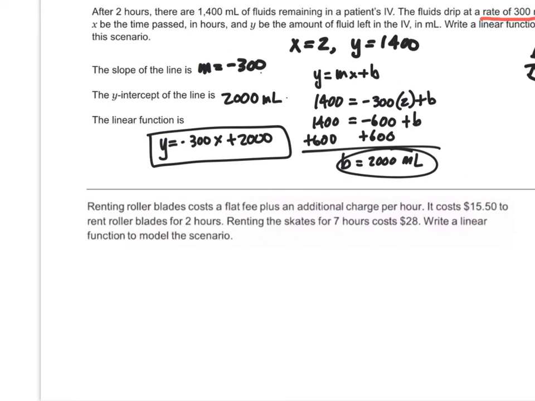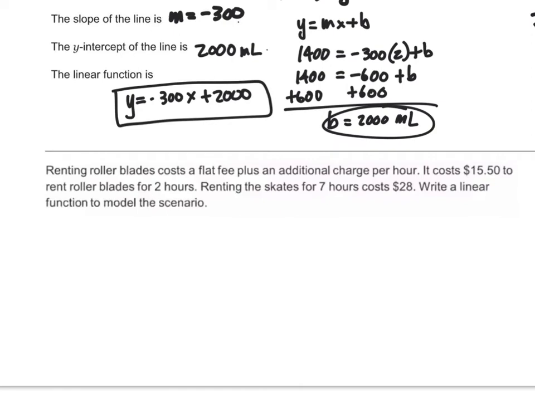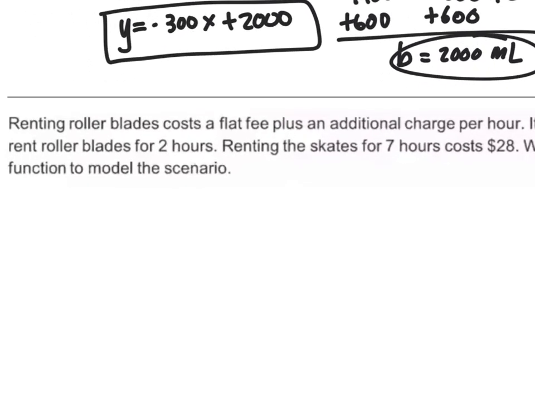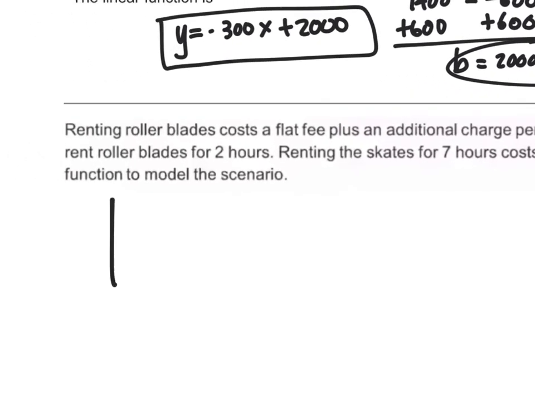All right, this is really fun. Renting rollerblades costs a flat fee plus an additional charge per hour. It costs $15.50 to rent rollerblades for 2 hours, and then renting the skates for 7 hours costs $28. So I want to write a linear function to model this scenario. What I've got is cost and hours, so hours is my x and cost is my y, and that's going to look something like that.